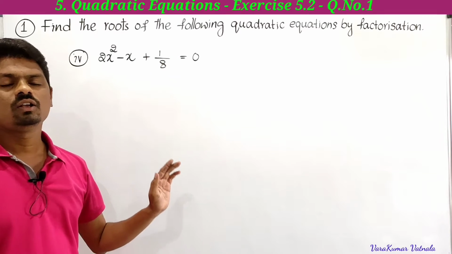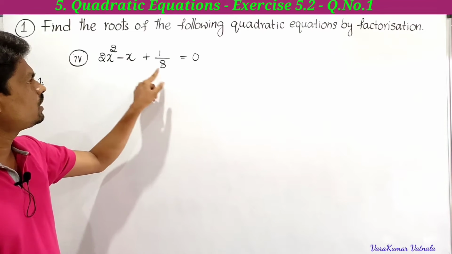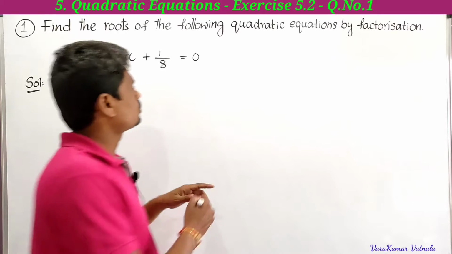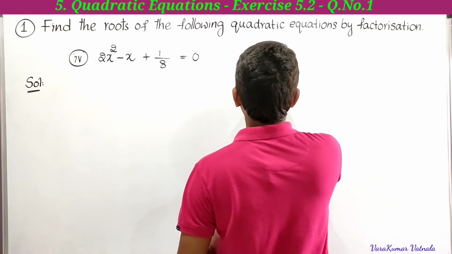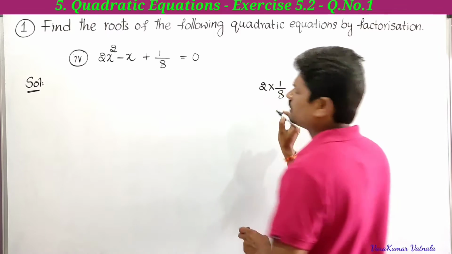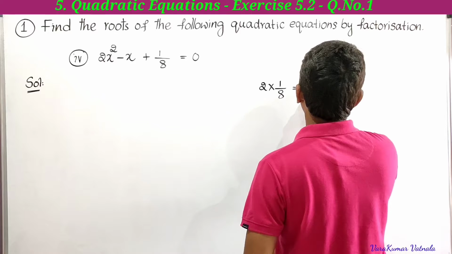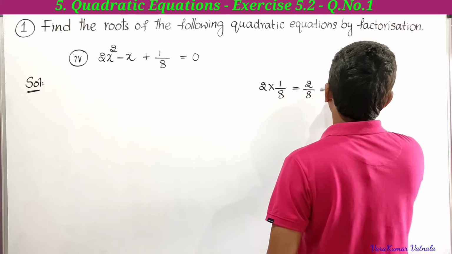What is the constant? 1 by 8. First we have to multiply the coefficient of x square with the constant. The coefficient of x square is 2 and the constant is 1 by 8. So 2 into 1 by 8 we get 2 by 8, and 2 by 8 is nothing but 1 by 4.